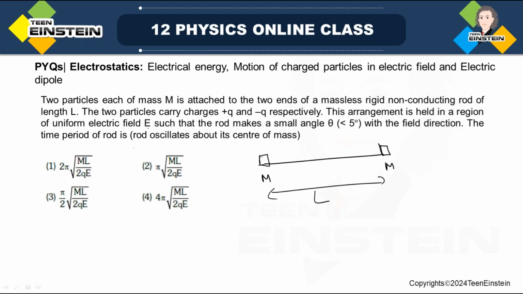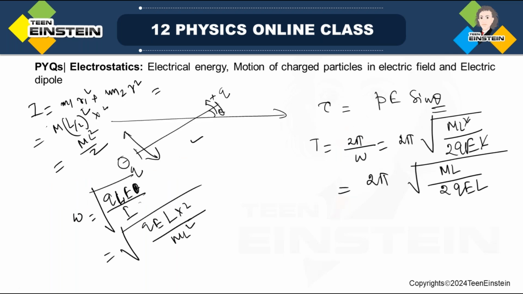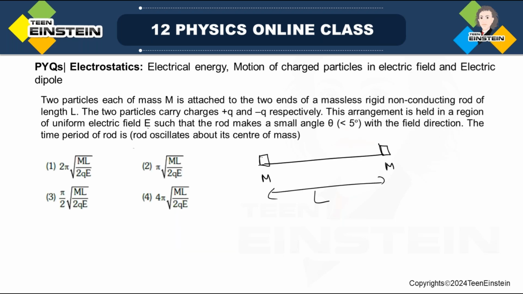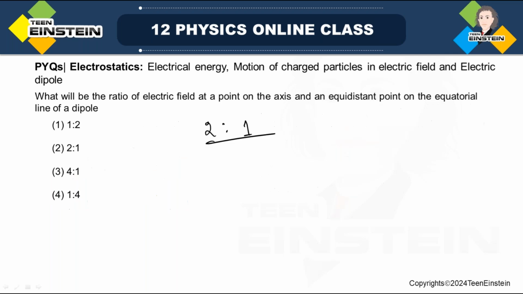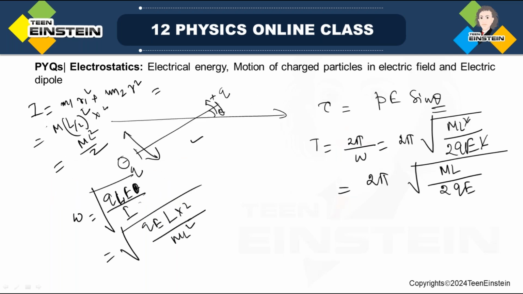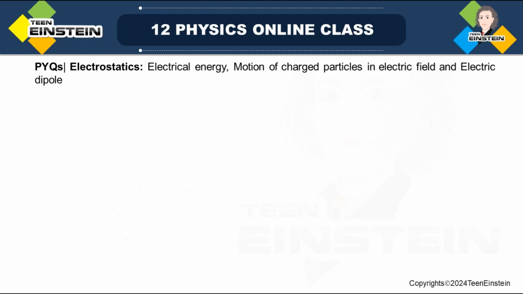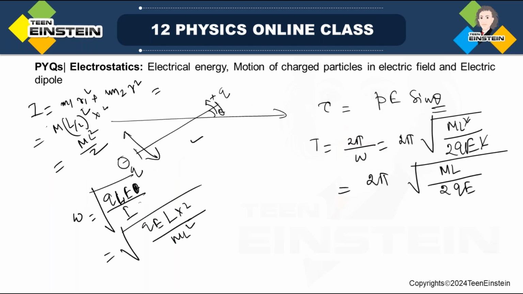see the options. So 2 pi square root of m L by 2 q E. I'm sorry, this L will not be here. In the numerator there will be m L. So 2 pi square root of m L by 2 q E. So this first option will be the correct answer for this question. Okay, so this is the time period.